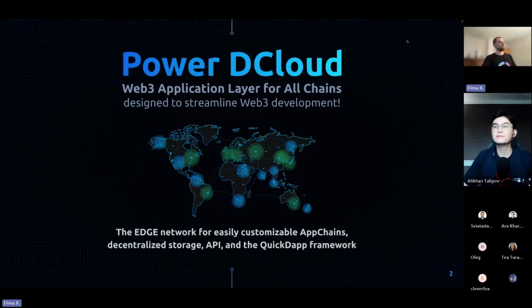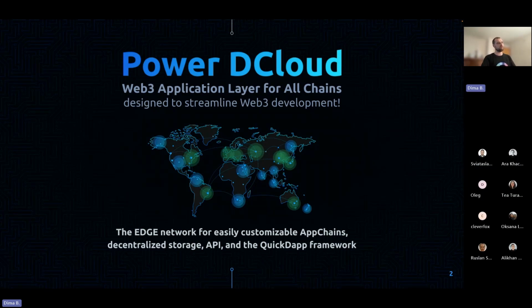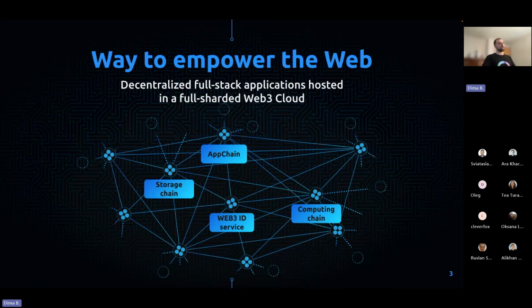In short, DCloud is a Web3 application layer. It works like a distributed network of connected servers, and you can think of it as a decentralized cloud solution, like decentralized web services. We provide customizable application chains with decentralized API and storage and a framework for builders. It has several types of chains; application chains and storage are the main focus today.